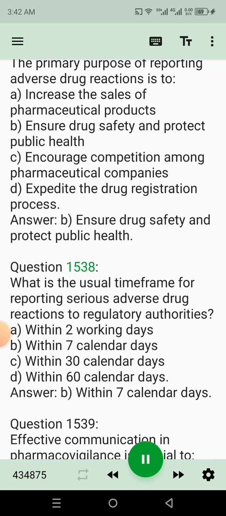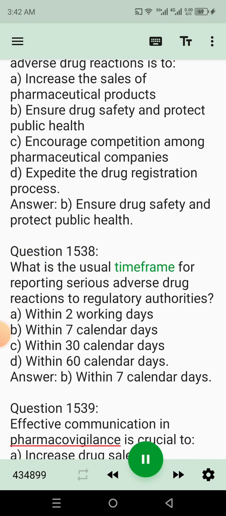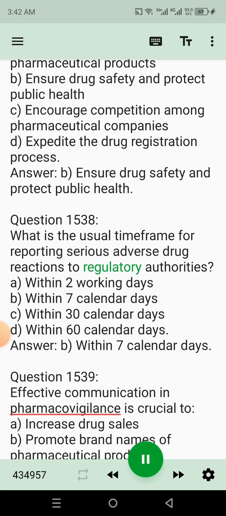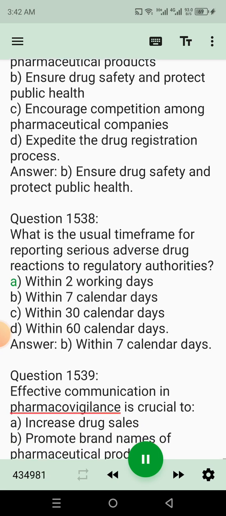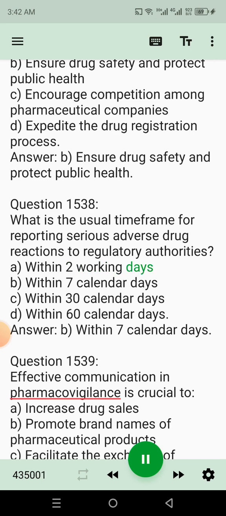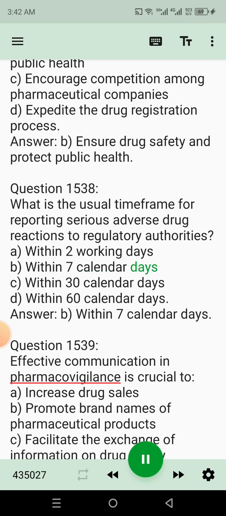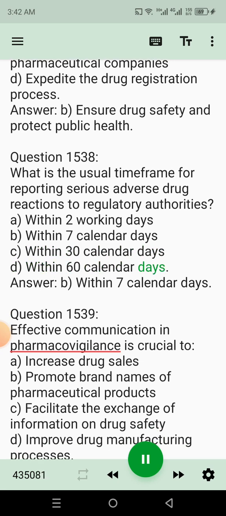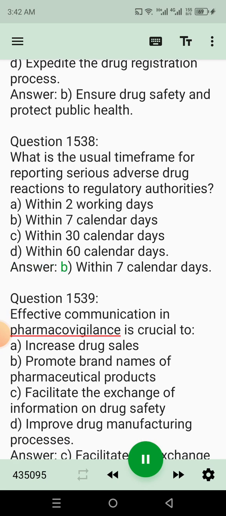Question 1538. What is the usual time frame for reporting serious adverse drug reactions to regulatory authorities? A. Within 2 working days. B. Within 7 calendar days. C. Within 30 calendar days. D. Within 60 calendar days. Answer. B. Within 7 calendar days.